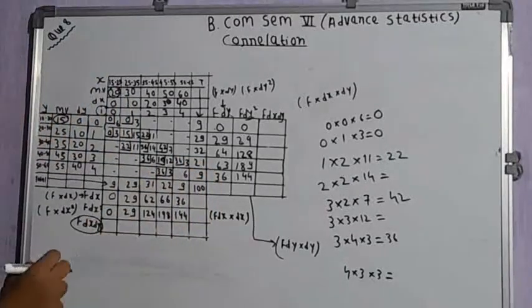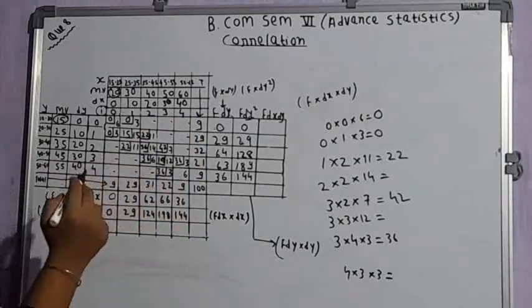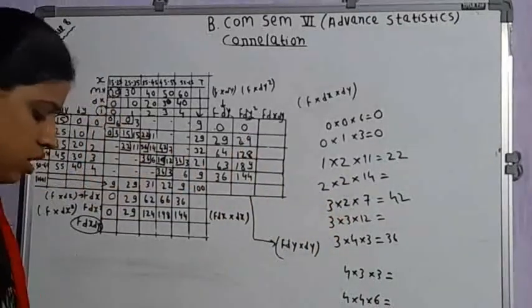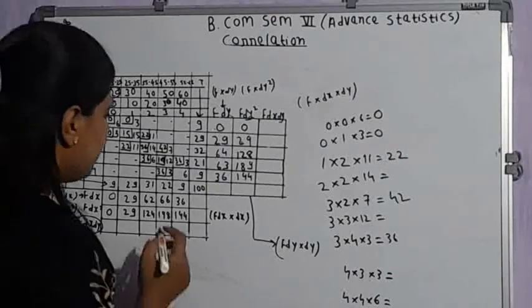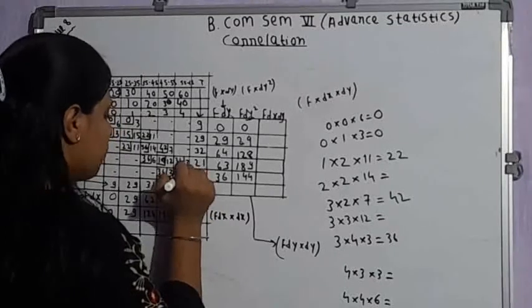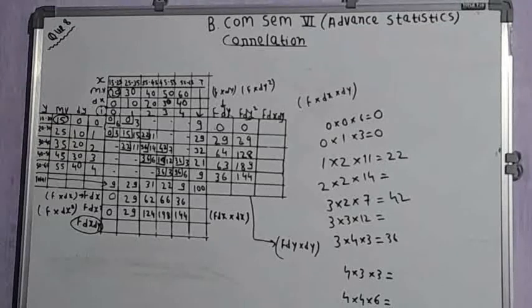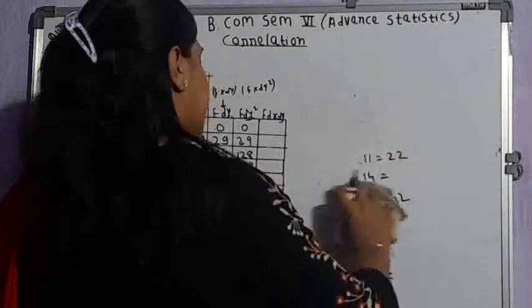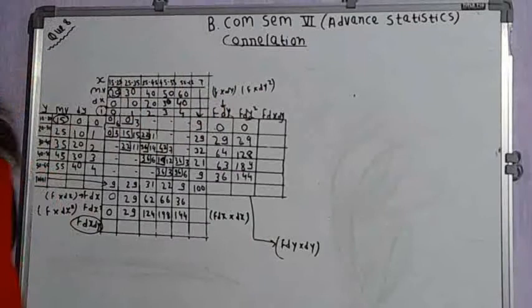Then in case of 6, dx is 4, dy is also 4 and frequency is 6. So 4 into 4 into 6 would become 96. So we will write 96 over here. So what we have done? We have written the value of f dx dy in the different positions of frequency. Now what is the next step?